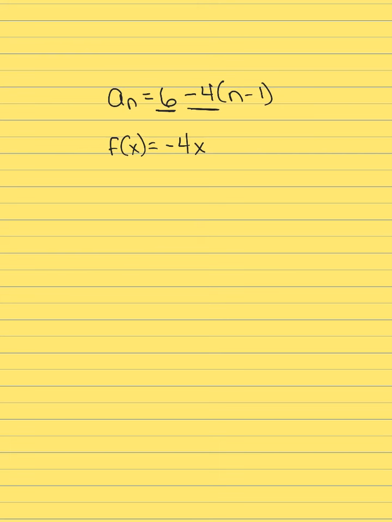Friends, this is adding and subtracting integers, and it can get confusing. Don't be afraid to use a calculator if you're unsure. So my first term is 6 minus, my common difference is negative 4. So when we have minus and negative, we're actually adding. So it would be 6 plus 4, so my y-intercept would be 10.